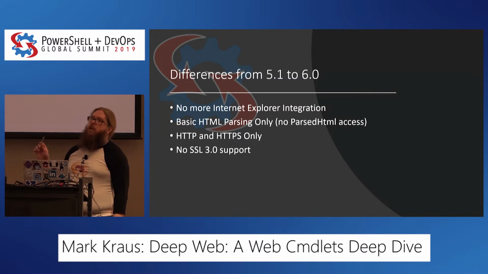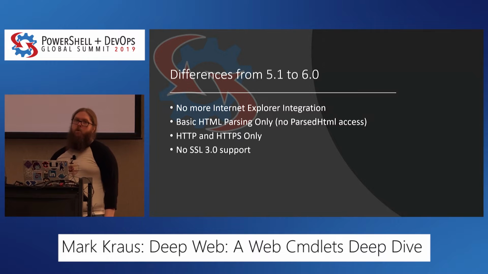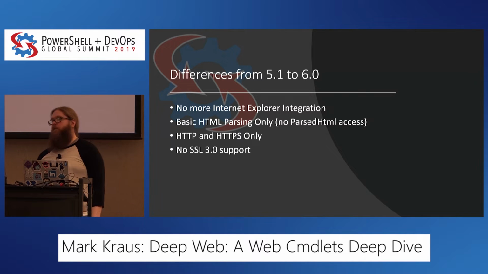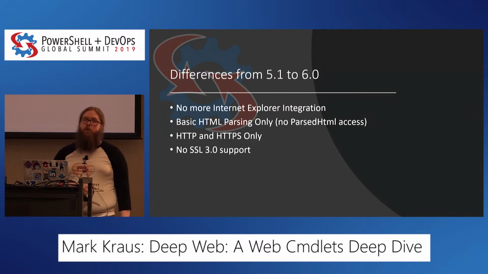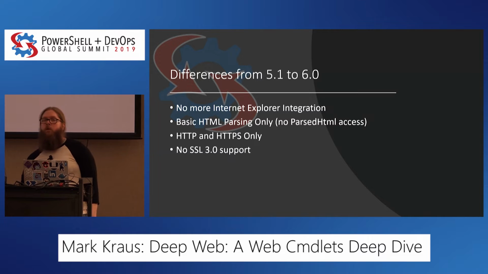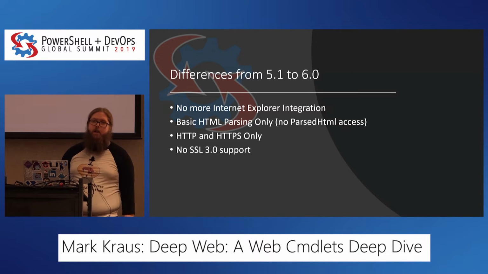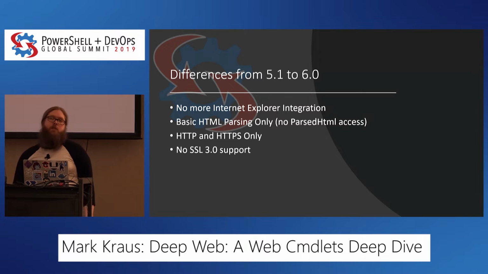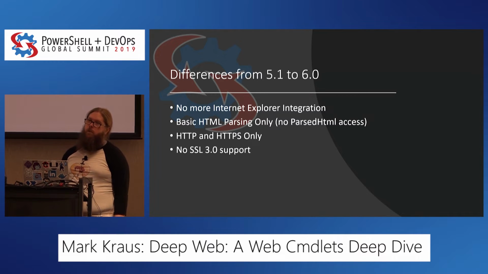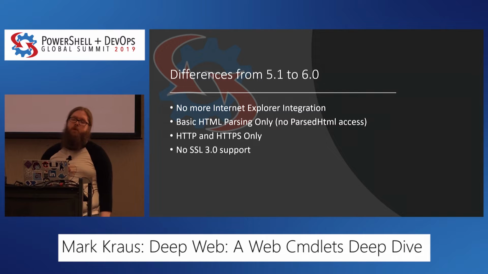Also, cmdlets in 6.0 will only support HTTP and HTTPS. I don't know if you knew this, but in 5.1 and older, you could pass in a file URL or an FTP URL and actually use that. We switched to the HTTP client. It only supports HTTP and HTTPS protocols, so you can't actually use FTP or file anymore.